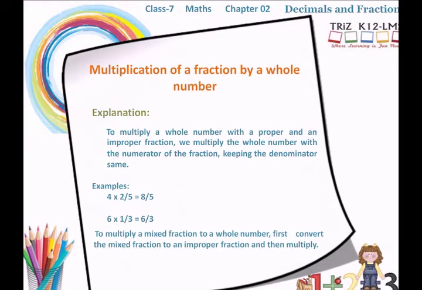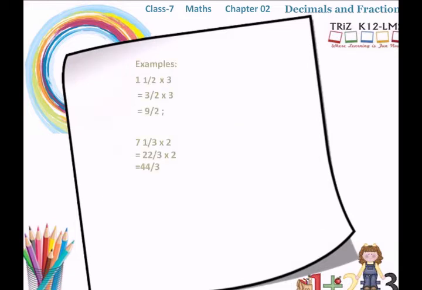To multiply a mixed fraction to a whole number, first convert the mixed fraction to an improper fraction and then multiply. Examples: 1½ × 3 = 3/2 × 3 = 9/2. 7 1/3 × 2 = 22/3 × 2 = 44/3.